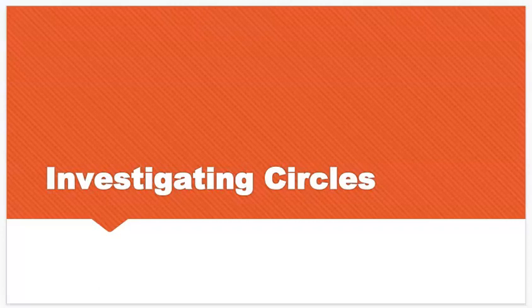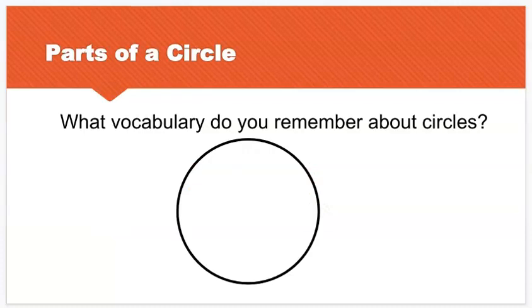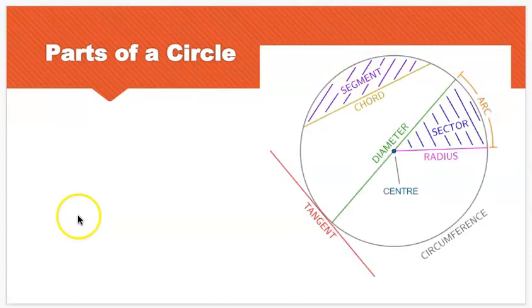Let's investigate circles. What vocabulary do you remember about circles? Do you remember some parts of a circle? Maybe some different words come to mind, like a radius, a diameter, a circumference. So let's take a look at some of these vocabulary words that you may or may not remember.